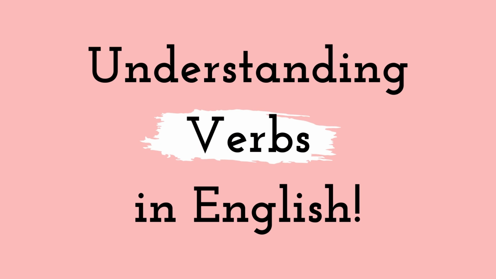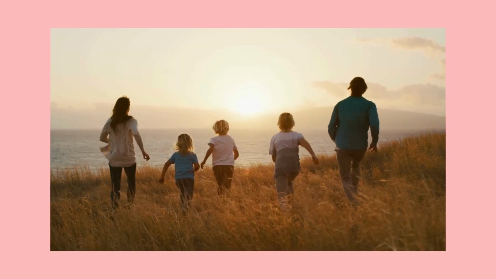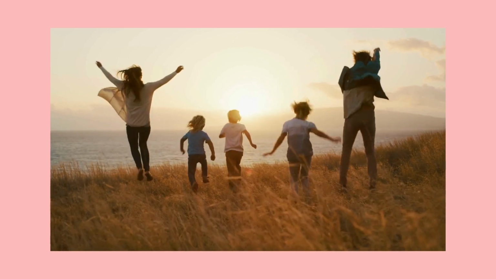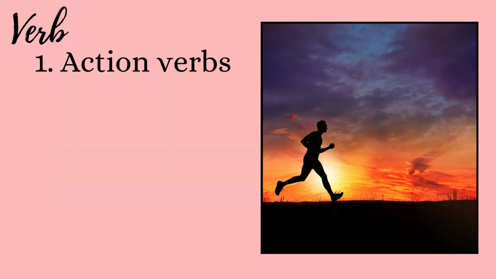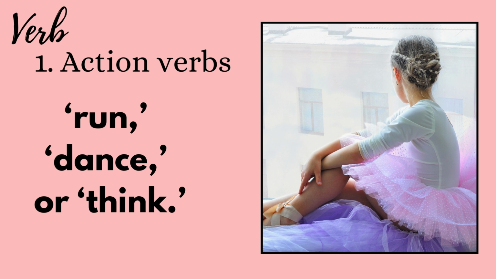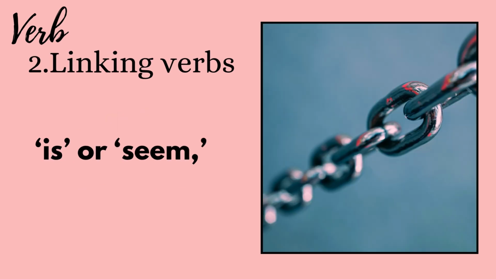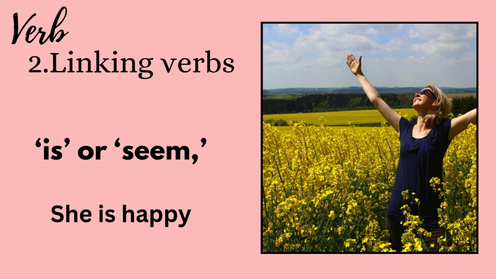Let's move on to verbs, the action-packed part of speech. Verbs are words that describe actions, states, or occurrences, but verbs have classifications too. So action verbs are the most common, like run, dance, or think. These describe physical or mental activities. Linking verbs like is or seem connect the subject to a description. For example, in she is happy, is is a linking verb that links the subject to the adjective.